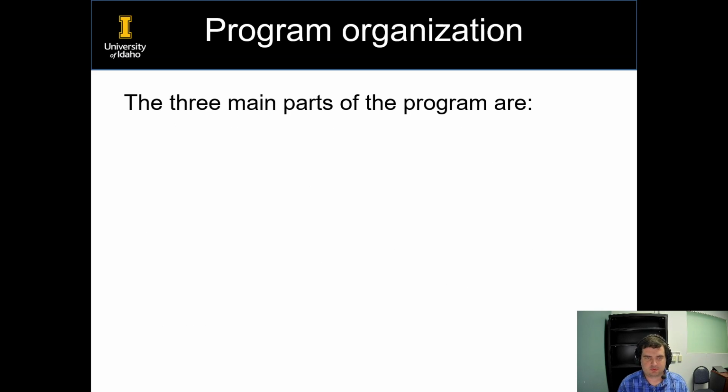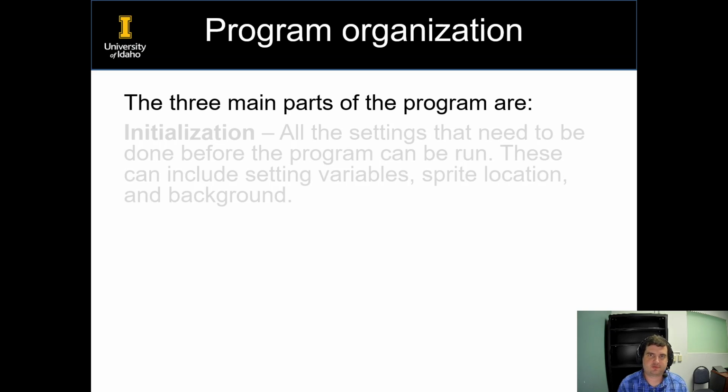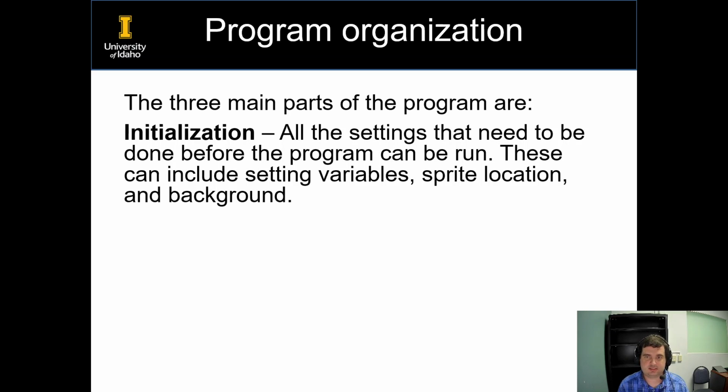In a program's organization, there should be three main parts. The first part is the initialization. This is everything that needs to be done at the start of the program. This can be backgrounds, locations, variables, all of these different pieces.